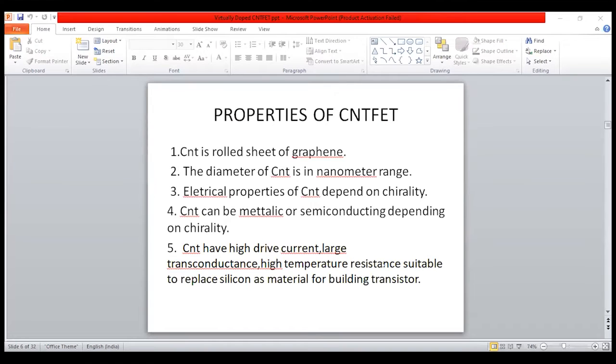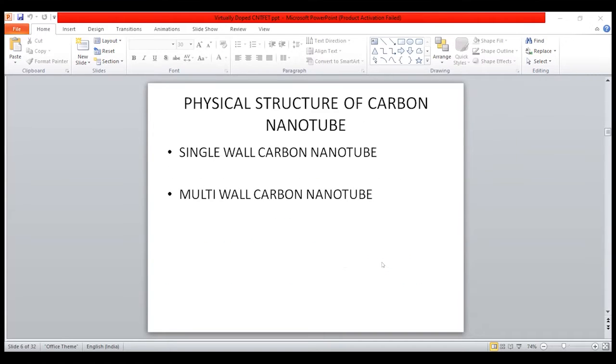And these are the properties of CNTFET. CNT is a rolled sheet of graphene, and its diameter is in the nanometer range. Its electrical property depends on its chirality. A CNT can be metallic or semiconducting depending on its chirality. CNTs have high drive current, large transconductance, and high temperature resistance, suitable to replace silicon as the material for building transistors.